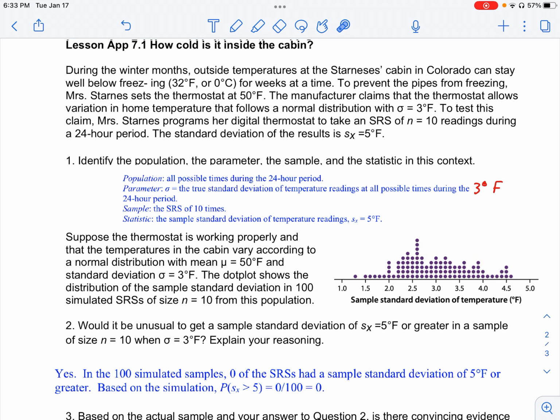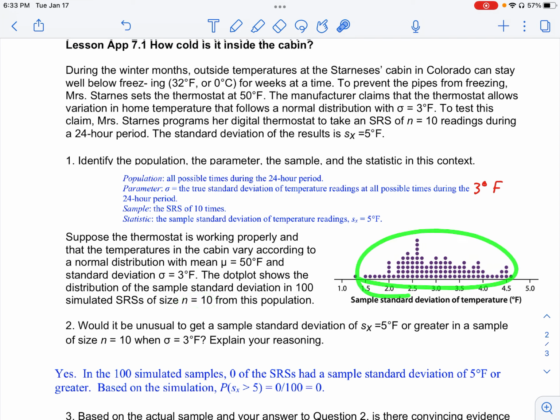This is 100 dots. What is each dot signifying? Each dot is a simulated random sample of 10. They pulled 10 readings from this thermostat, averaged them out, found the standard deviation, and plotted the standard deviation right there. They did that again for all of these dots. Every single dot is the result of a sample of size 10.